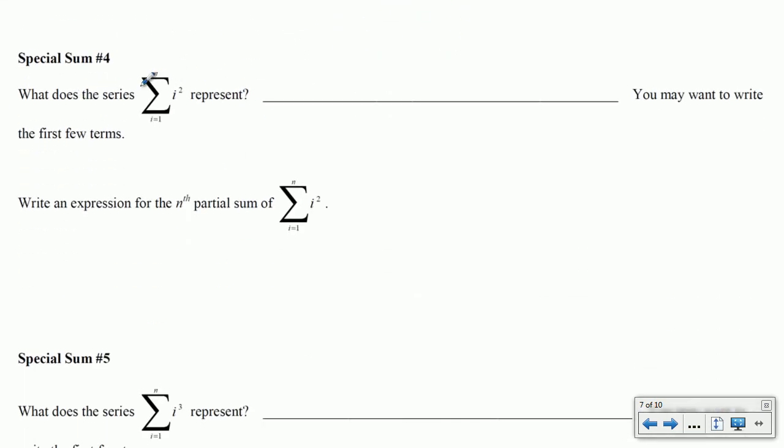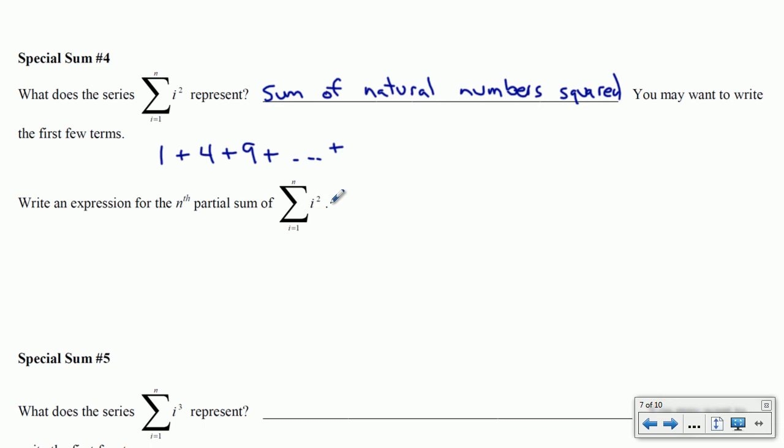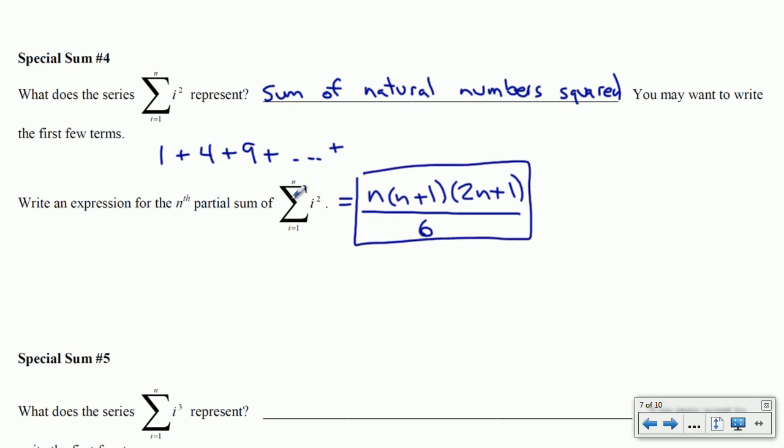Special sum number 4, what does the series i squared from 1 to n represent? So we would go 1, 4, 9, and so on. This is the sum of natural numbers squared. An expression for the nth partial sum of this is given by n times n plus 1 times 2n plus 1 divided by 6, which is also on your formula sheet.